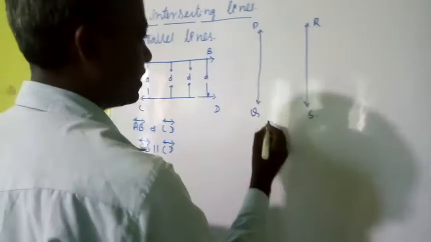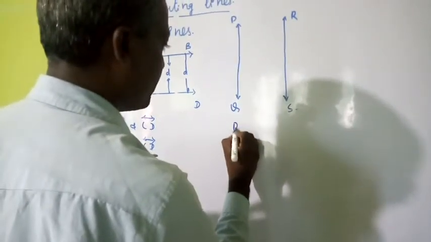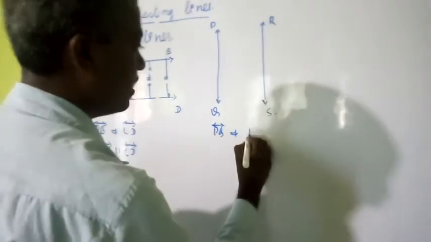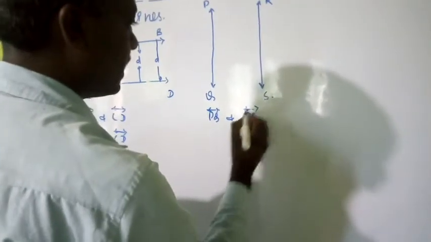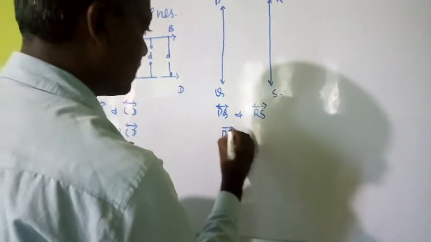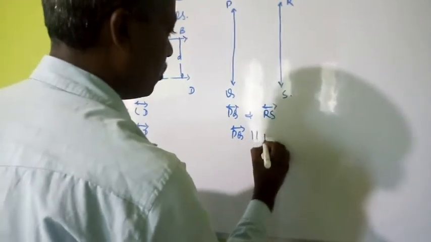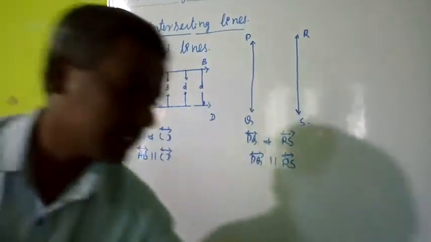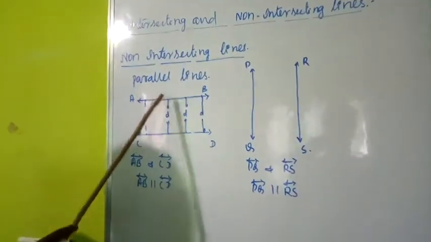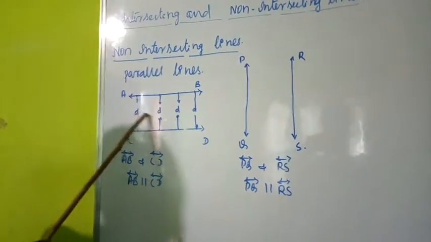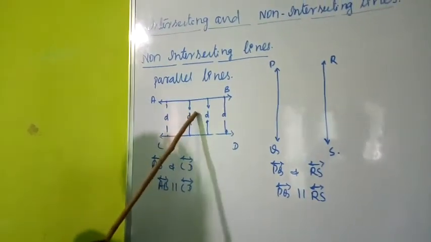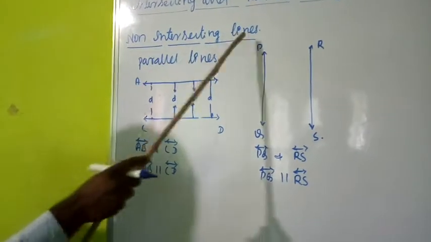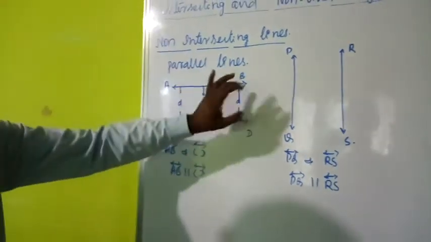Okay. So this is also similar. Here is line PQ as well as line RS. So diagrammatically, line PQ is parallel to line RS. Okay, students, once again, the distance between the two lines is the same. Such a type of lines is called parallel lines. It means non-intersecting lines. So these two lines cannot meet at any point.